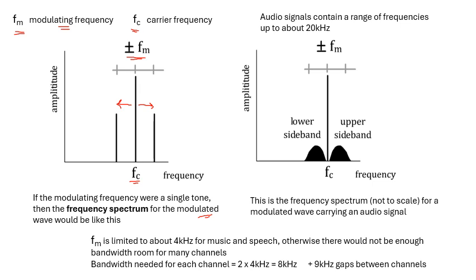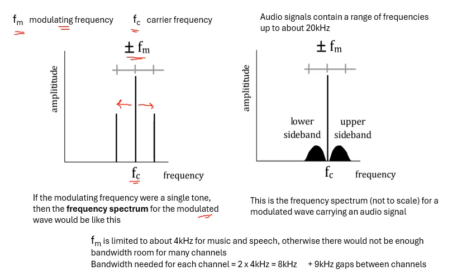Now, the modulating frequency is limited to about 4 kilohertz. I said it was 20 kilohertz, but for music and speech, you don't need 20 kilohertz, particularly for speech. You can understand what somebody is saying with a bandwidth of about 4 kilohertz. If you use 20 kilohertz, then there wouldn't be enough bandwidth for very many channels. So that you can have different channels, you have a bandwidth of about 8 kilohertz, because it's 4 kilohertz either side.